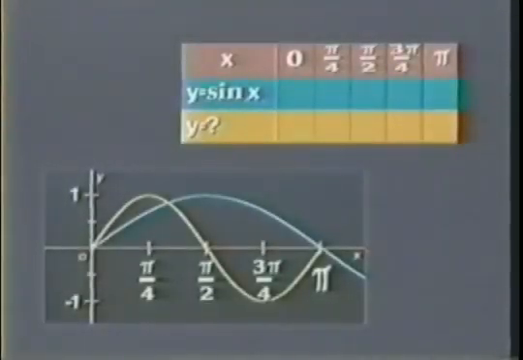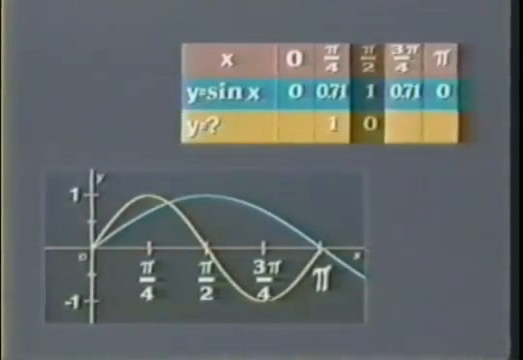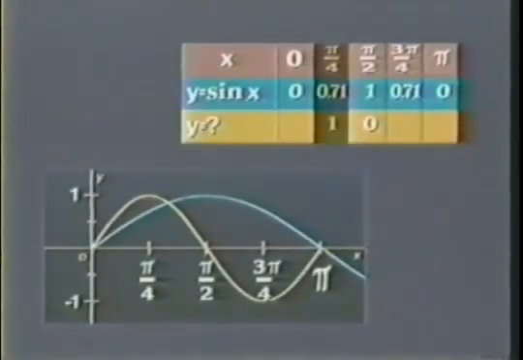With a table, we can see the differences between y equals sine x and the new curve. A calculator gives us the values of sine x. The new curve crosses the x-axis at pi over 2. This means the y-coordinate is 0 at this point. When x is pi over 4, the y value is 1. Look at the bottom row of the table. The new curve seems to have incorrect sine values. The sine of pi over 2 is 1, not 0. It's the sine of pi that is 0. And the sine of pi over 4 isn't 1, it's 0.71.